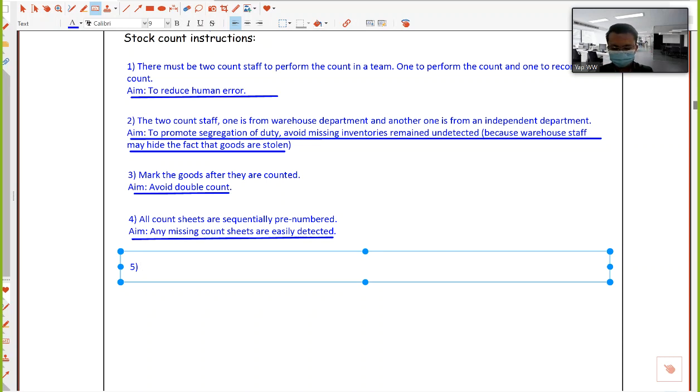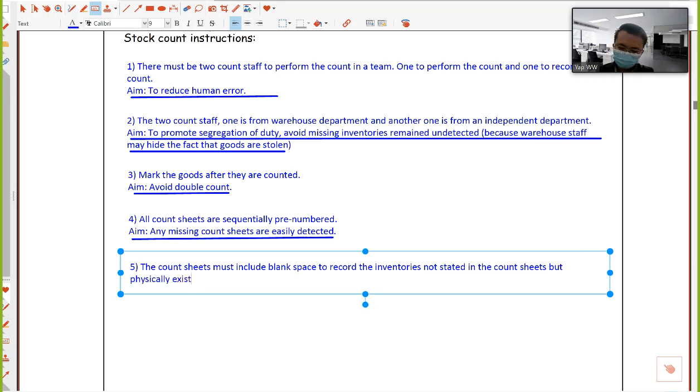Number 5, the count sheet must include blank space to record the inventories not stated in the count sheets but which physically exist.